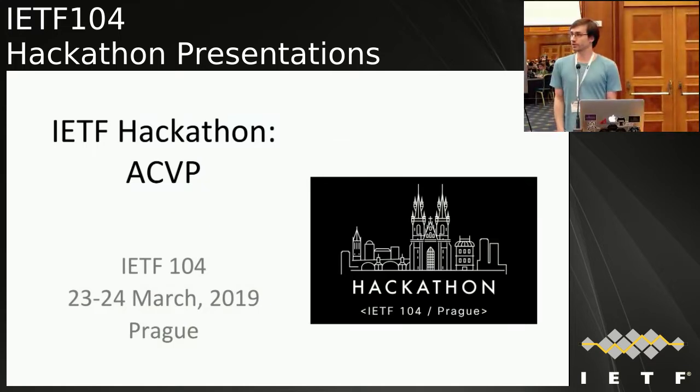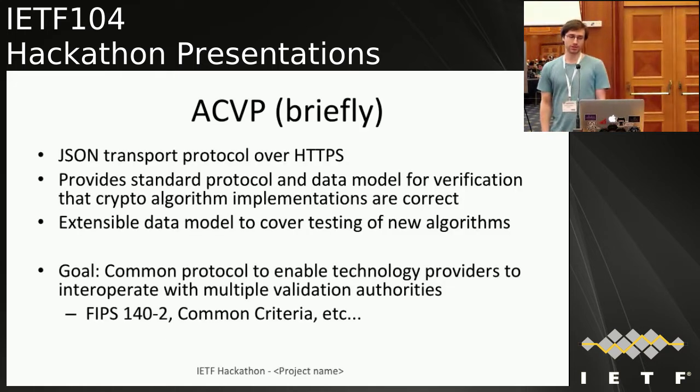All right, hello everybody. I'm Chris Seeley, and here to talk about ACVP. So briefly, ACVP is a JSON transport protocol over HTTPS. The goal is to provide a standard protocol and data model for verification that crypto algorithm implementations are correct. And we provide an extensible data model to cover testing of new algorithms as they get released.